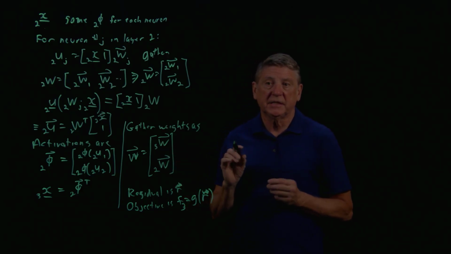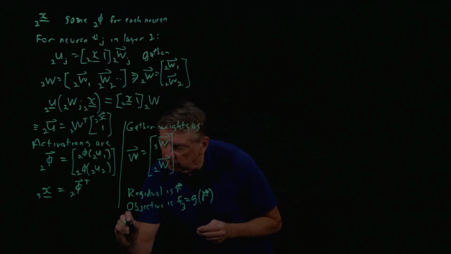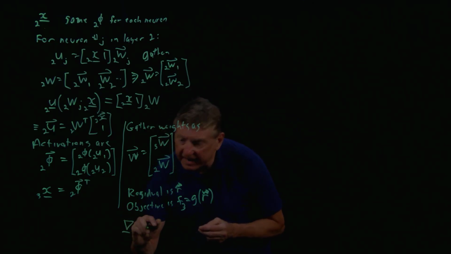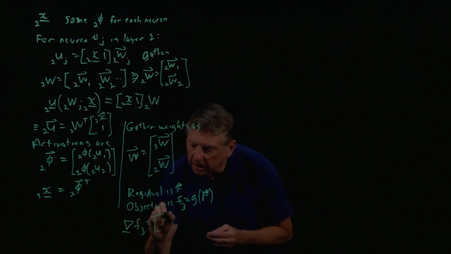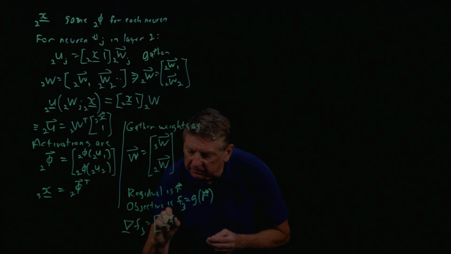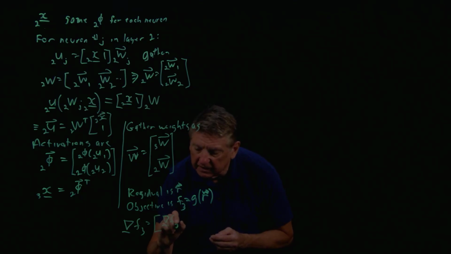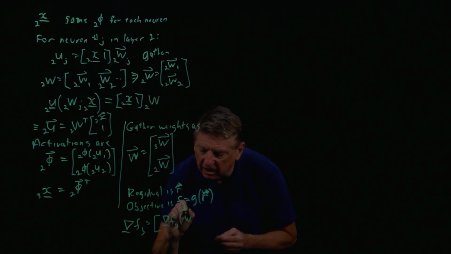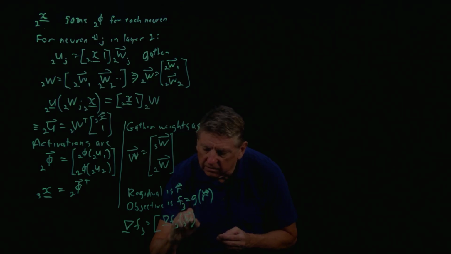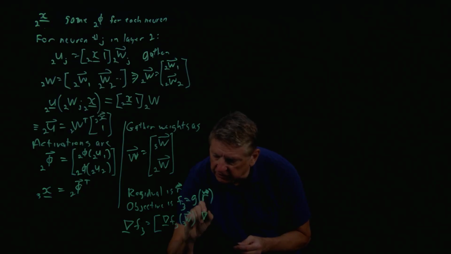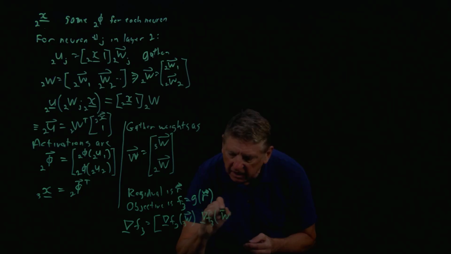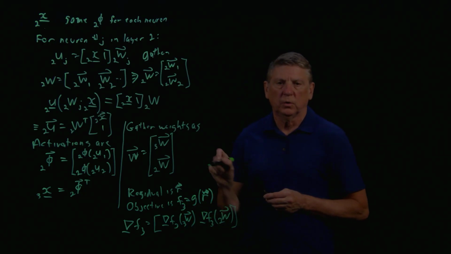So it's actually going to have a simple structure. The gradient of F3 will look like this. It will be a gradient of level of F3 as a function of the weight vector for layer 3 and the gradient for the objective as a function of the layer 2 weights. So that's what we're after.